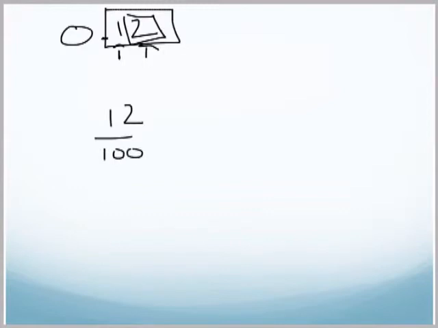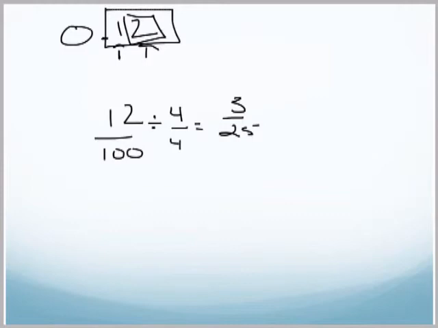Next, we want to find the greatest common factor of the numerator and the denominator. I know the greatest common factor is going to be 4. So we're going to divide 12 by 4 and we're going to divide 100 by 4. We're going to be left with 3 over 25.